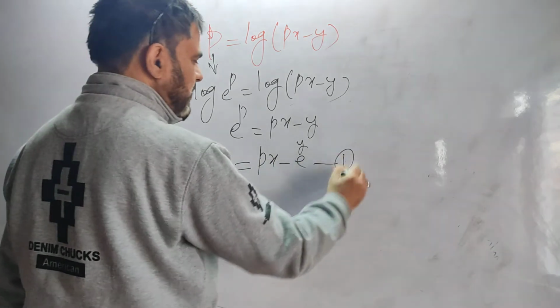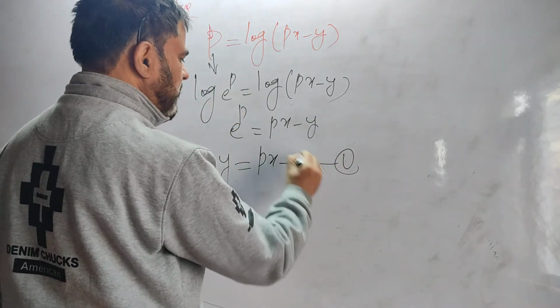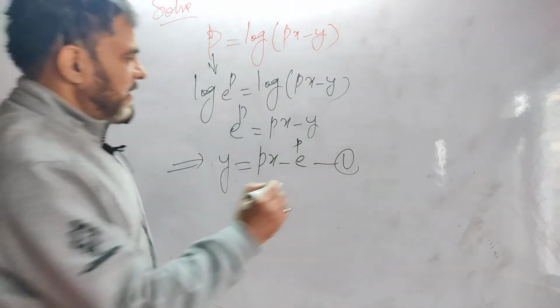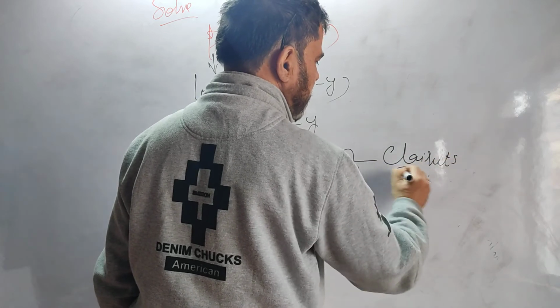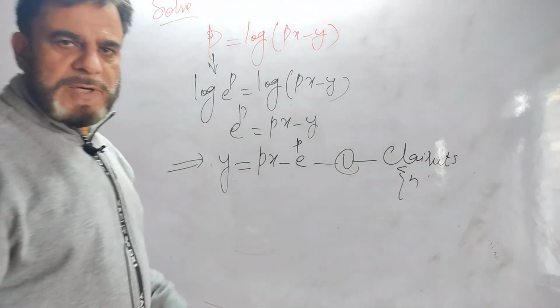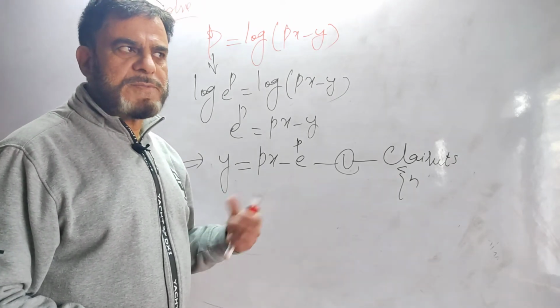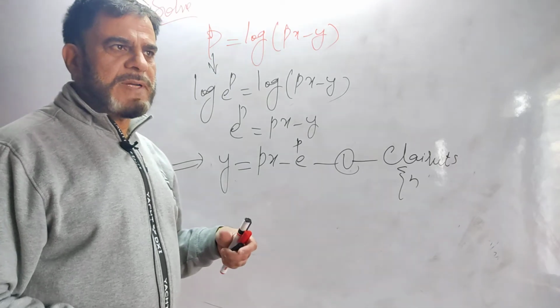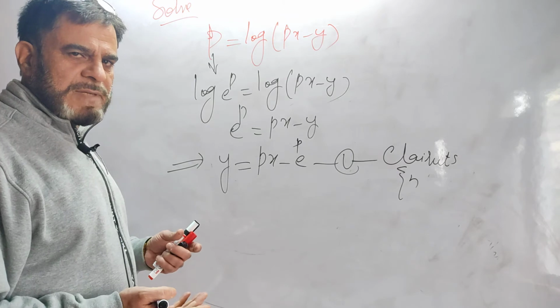What is this number? It is e raised to the power p. So y is equal to px minus some function of p. It is a Clairaut equation. If you want to write down the solution directly, in case of MCQs or objective questions, a 2 marks or 1 mark question, then you do not have to go for the long solution.